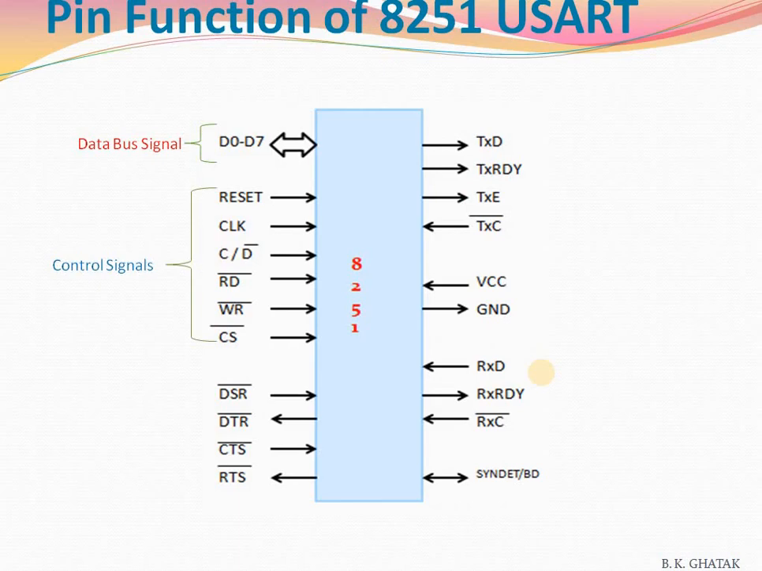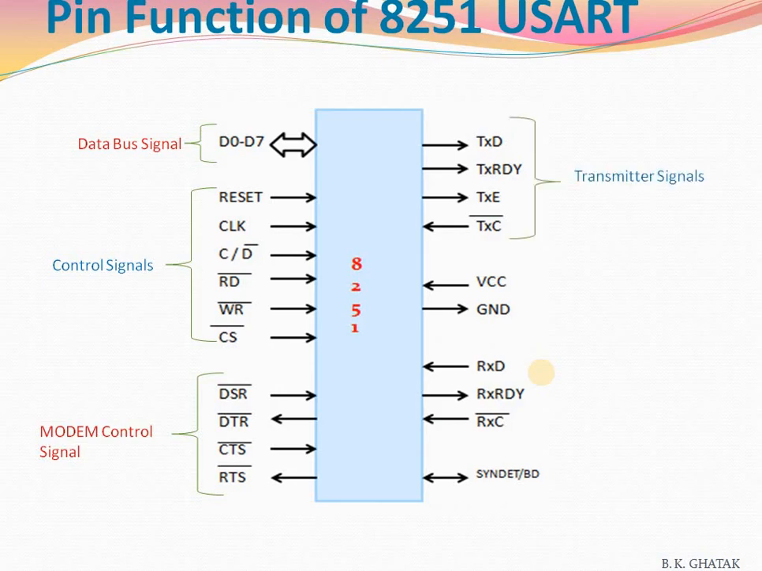Next one is the control signals. In control signals there are 6 control signals: reset, clock, then C/D bar, then RD bar, then WR bar, then CS bar. So those 6 are called control signals. Clear? Then the modem signals. There are 4 modem signals, that is DSR bar, DTR bar, CTS bar and RTS bar.